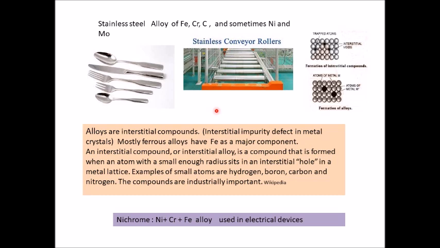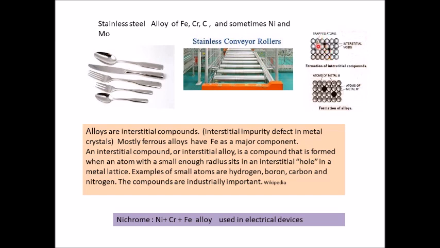How then are alloys formed? Alloys are formed when in between the metal atoms, say for example iron, there can sit some small radii atoms or atoms of smaller radii, for example of carbon, boron, hydrogen, nitrogen, in between these Fe atoms, and these are the interstitial voids.